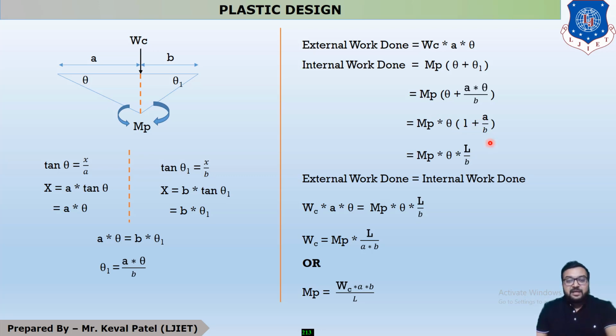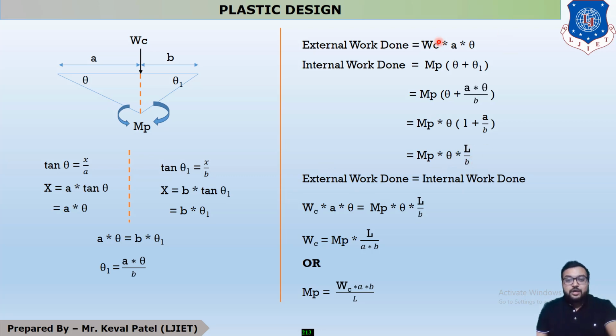So theta is common. Now 1 plus a by b. With the help of LCM, you can see mp into theta in the bracket, b is multiplied with 1, so it is b plus a divided by b. Now what is b plus a? b plus a is also a plus b. In this figure a plus b is equal to the total length of the beam. So now a plus b is replaced with L. So your final internal work done in the form of theta is mp theta L by b.